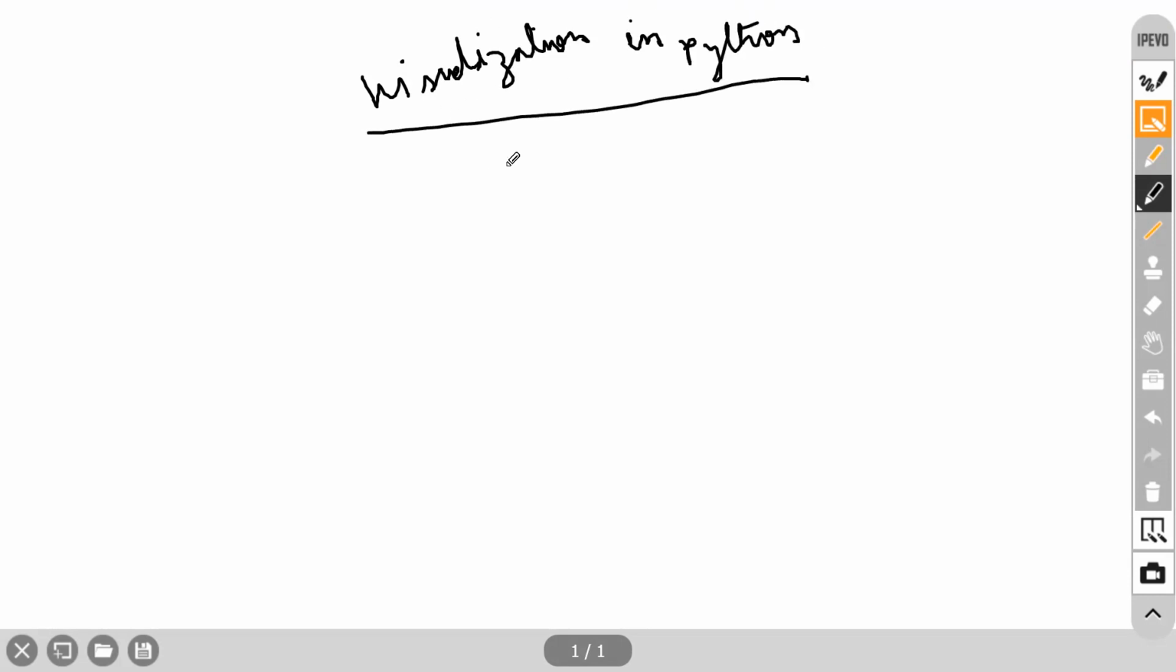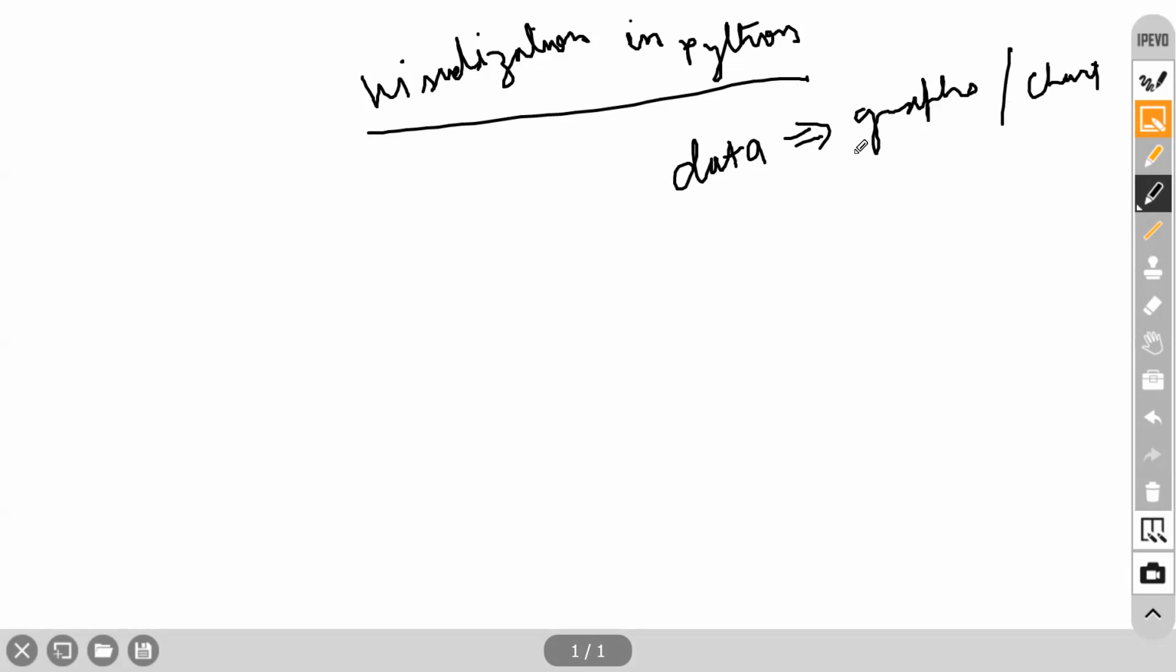So today we will learn about visualization in Python. Okay. What is the meaning of visualization? Maybe visualizing the data, how to show the data. Correct, in the form of graphs or charts. So showing the data in the form of graphs or charts.